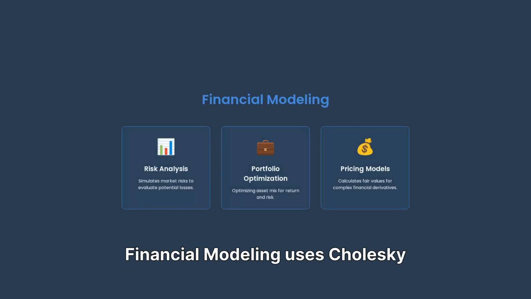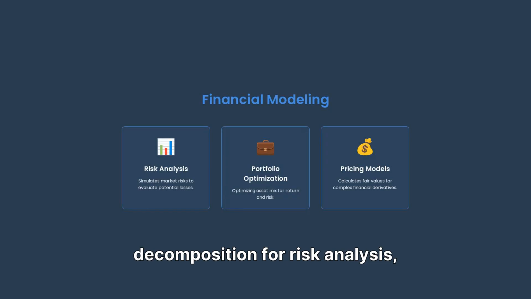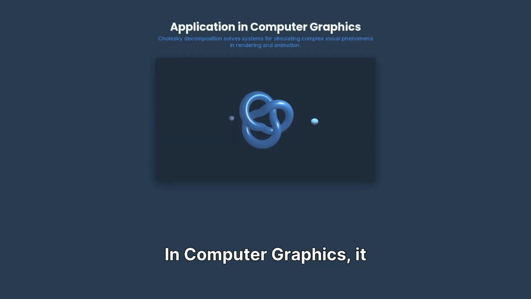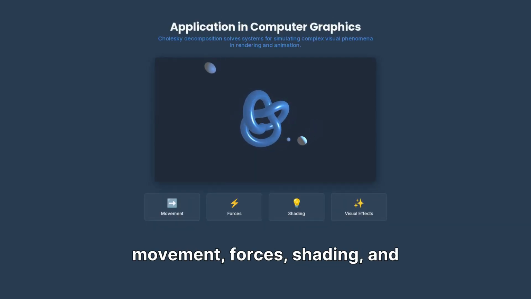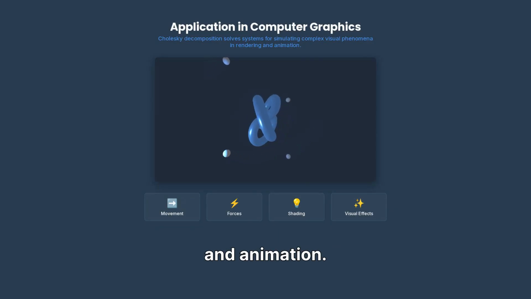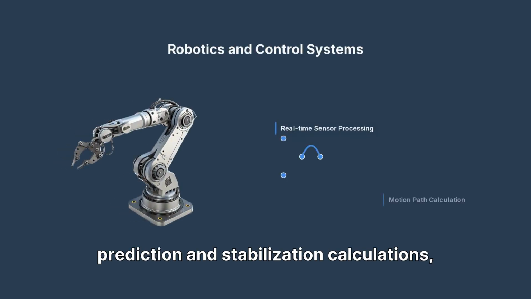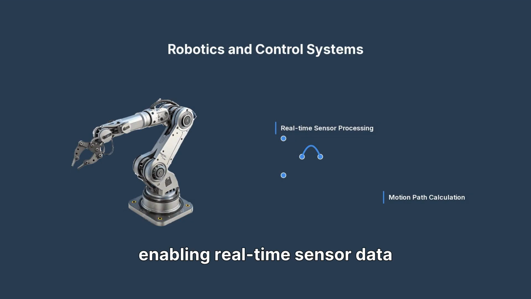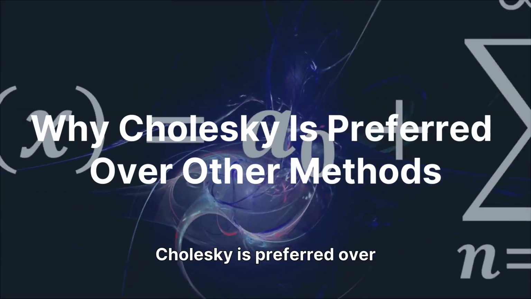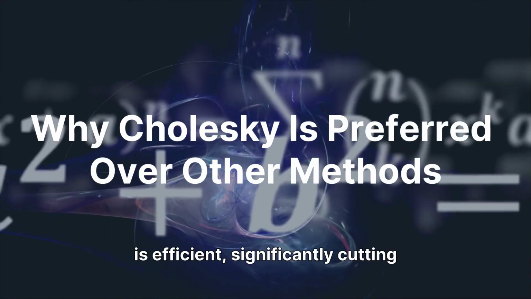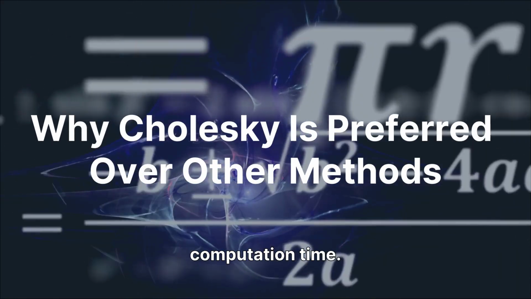Financial modeling uses Cholesky decomposition for risk analysis, portfolio optimization, and pricing models, helping simulate asset movements. In computer graphics, it solves systems for simulating movement, forces, shading, and visual effects in rendering and animation. Robotics and control systems use it for fast prediction and stabilization calculations, enabling real-time sensor data processing and motion path calculation. Cholesky is preferred over other methods because it is efficient, significantly cutting computation time.